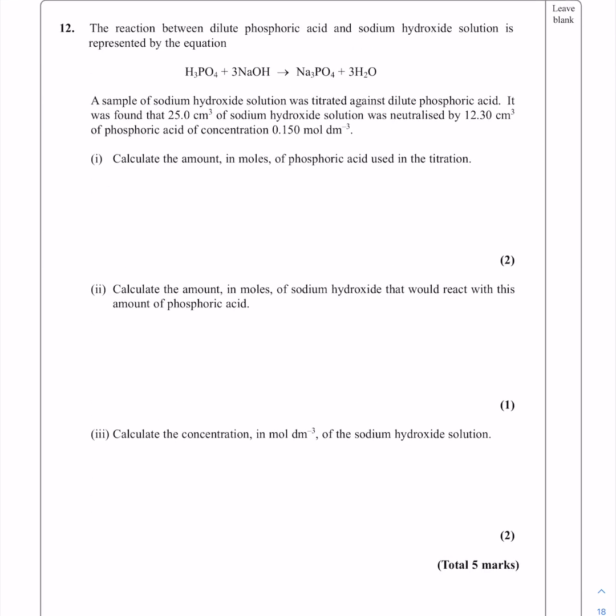The reaction between dilute phosphoric acid and sodium hydroxide solution is represented by the equation H3PO4 plus 3 moles of sodium hydroxide gives 1 mole of sodium phosphate plus 3 moles of water. A sample of sodium hydroxide solution was titrated against dilute phosphoric acid. It was found that 25.0 cubic centimeter of sodium hydroxide solution was neutralized by 12.30 cubic centimeter of phosphoric acid of concentration 0.150 mole per cubic decimeter. Calculate the amount of moles of phosphoric acid used in this titration.